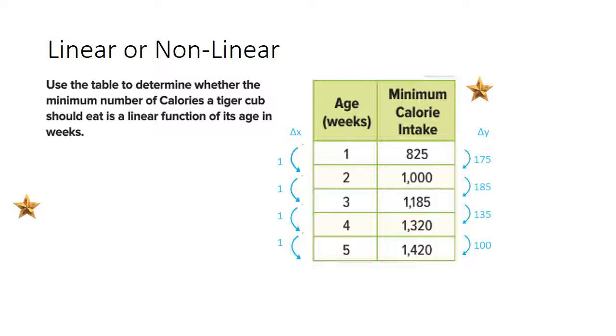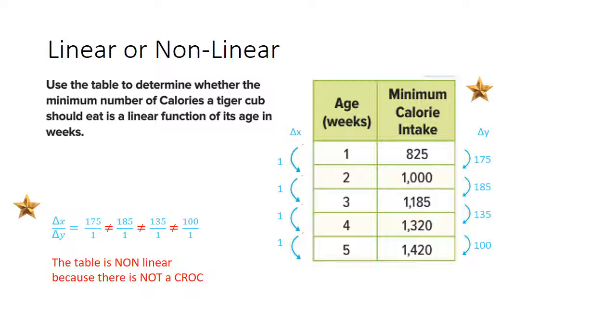You can see that the rate of change on this table is not constant, because the rates of change are 175, then 185, then 135, and then 100, which are not the same values. So this table is nonlinear because there is no constant rate of change.